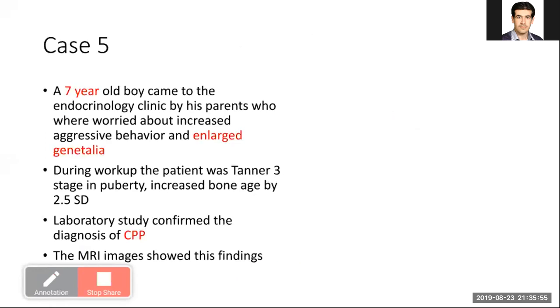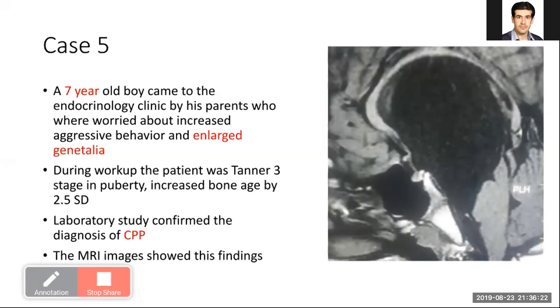The fifth case: a 7-year-old boy came to the endocrinology clinic with his parents, who were worried about increasing aggressive behavior and enlarged genitalia. During workup, the patient was Tanner stage 3 and had increased bone age by 2.5 standard deviations. Laboratory study confirmed the diagnosis of central precocious puberty. The MRI showed these findings. What do you think?